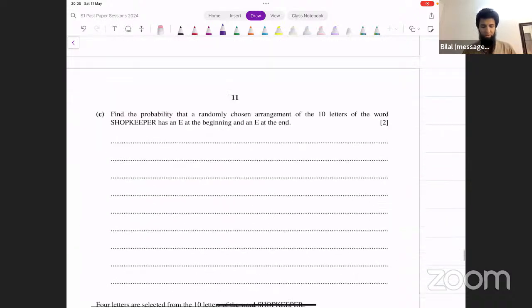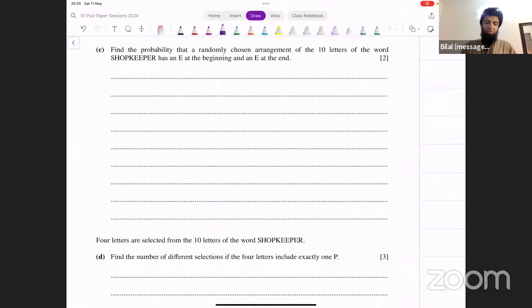Fairly straightforward, part B. Now it says, find the probability that a randomly chosen arrangement of the 10 letters of the word shopkeeper has an E at the beginning and an E at the end. So now we need to find probability. Probability means number of favorable outcomes divided by the total number of outcomes. In arrangements, we can always do number of favorable arrangements divided by the total number of possible arrangements.